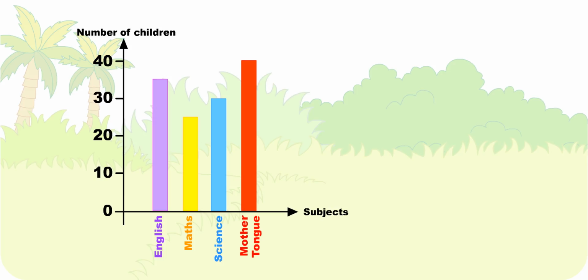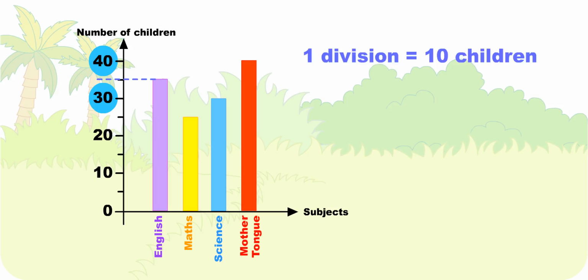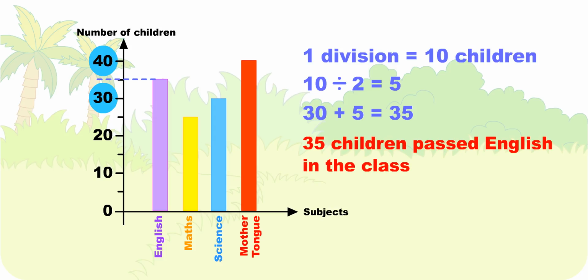Looking at the graph, the height of the bar representing the number of children who passed English is halfway between 30 and 40. Since each division represents 10 children and half of 10 is 5, I have to add 5 to 30 to get the correct number of children. Therefore, 35 children passed English in the class. Brilliant! Both of you can read a bar graph effectively now.